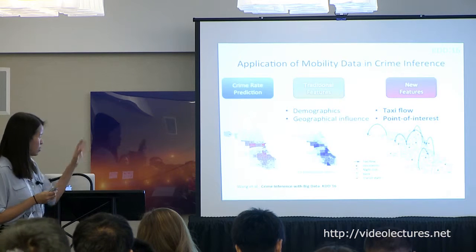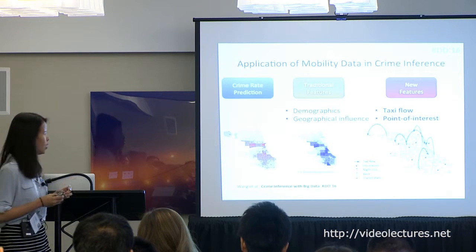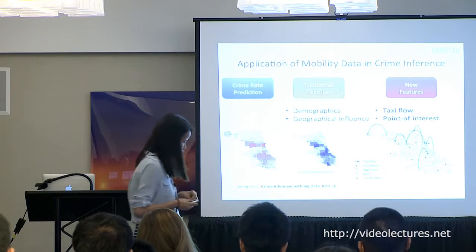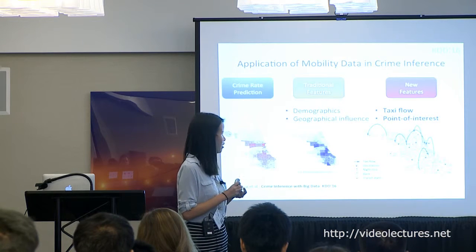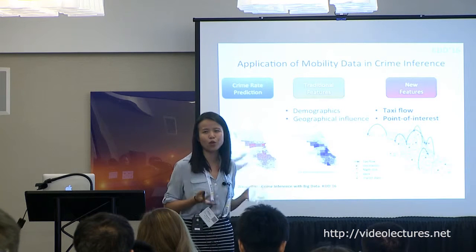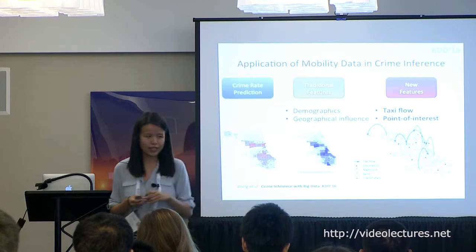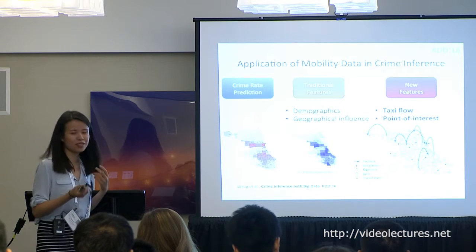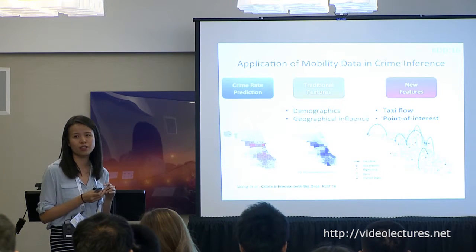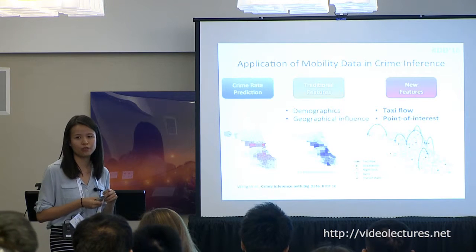So that was the idea of the traditional features. But what we propose to use is quite modern data. One data source we use, which Christina was talking about, is the point of interest data we got from Foursquare.